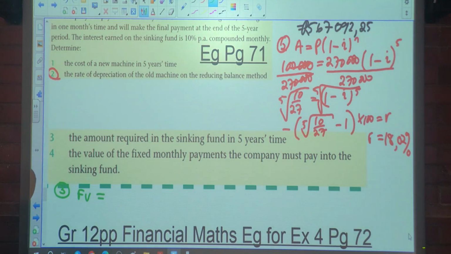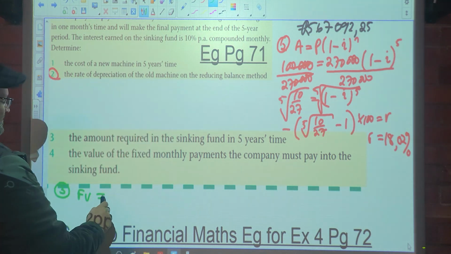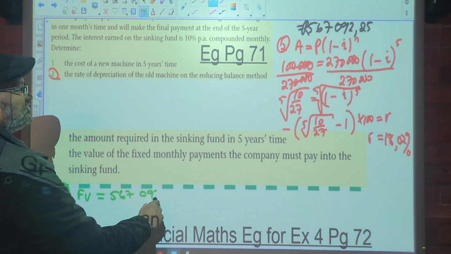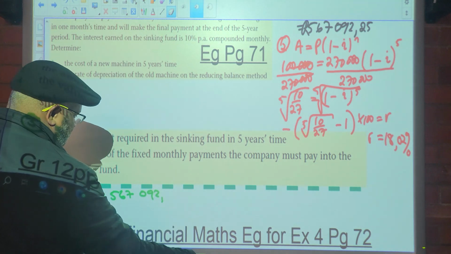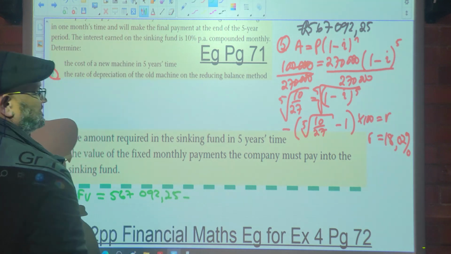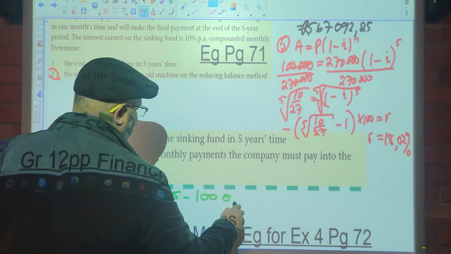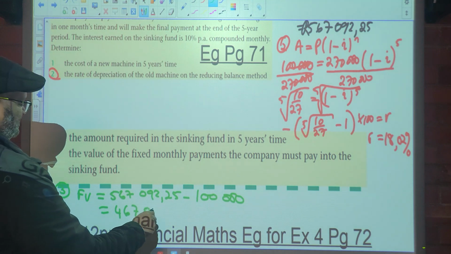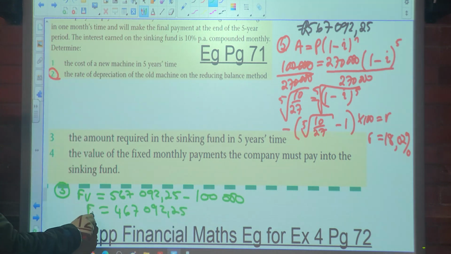So the expected price of the machinery in 5 years' time is 567,092 Rand and 25 cents, minus 100,000, which gives you 467,092 Rand and 25 cents. That's what we need to save for. Is that correct?